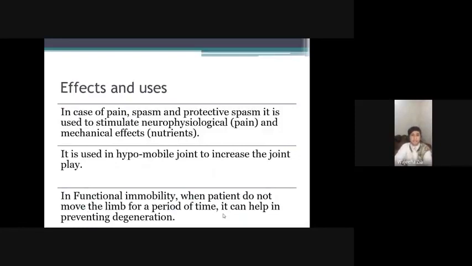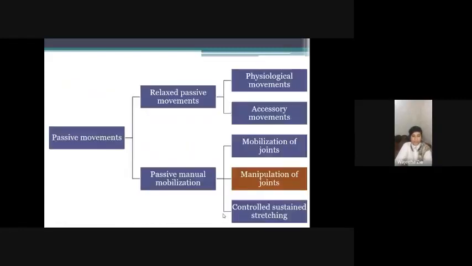In case of pain, spasm or protective spasm, these techniques are very helpful. In case of a hypermobile joint, mobility can be gained with the help of mobilization. And if a patient is not performing any activity, like in case of fracture, in case of POP, you can do these mobilizations to prevent the degenerative changes.